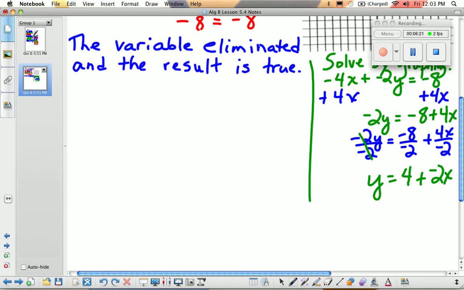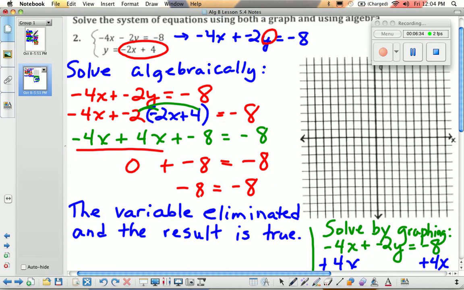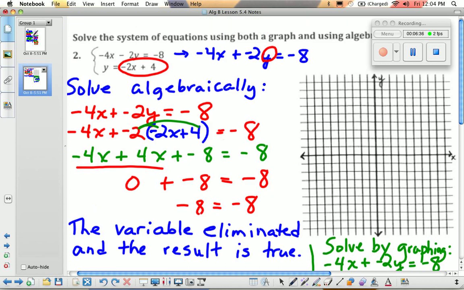Okay. So, what's our m value? What's our slope? Negative 2. What's our b value? 4. Okay, go and graph that, please. Remember, lots of points so you get a good line.